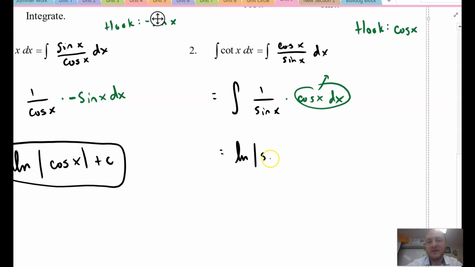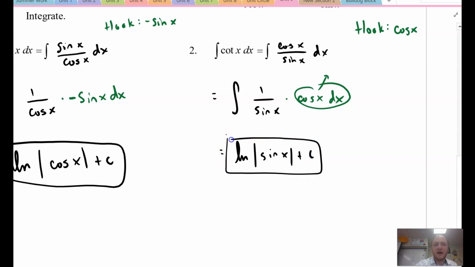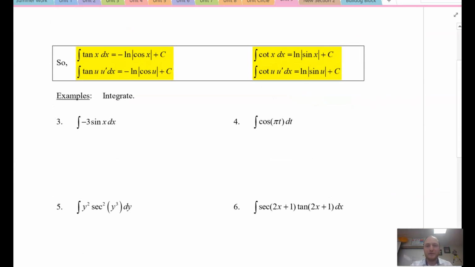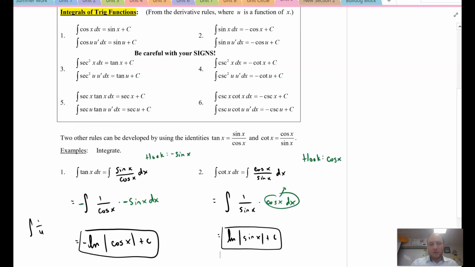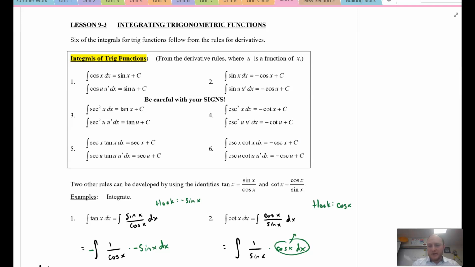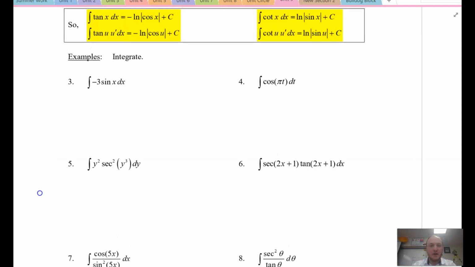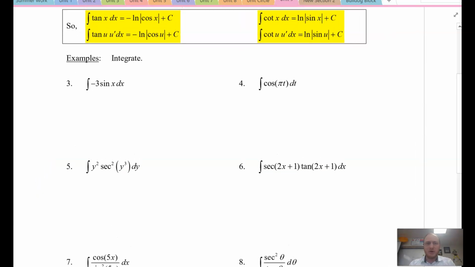Natural log absolute value of sine of x plus c. And there you have it. Now, in your notes, it says you should be able to memorize these. I don't know if those are conducive to memorization, but I think it is very possible to take the antiderivative of them using your quotient identities. So we're going to utilize the formulas on this page and do some integration. These are considered foundational, and hopefully you'll get pretty good at them with practice.